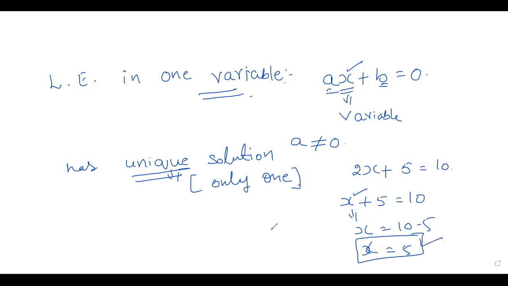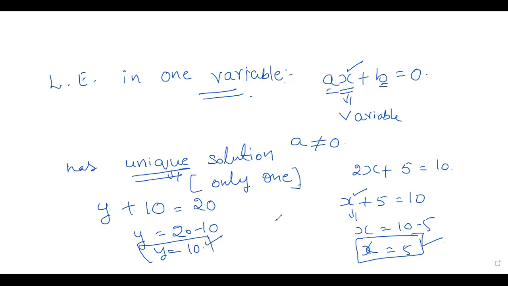We are getting only one value of x. For example, y plus 10 is equal to 20. So y is equal to 20 minus 10, that is equal to 10, right? So here the value of y is 10. So if you take any linear equation in one variable, it has unique solution. Unique is nothing but only one and only one solution.